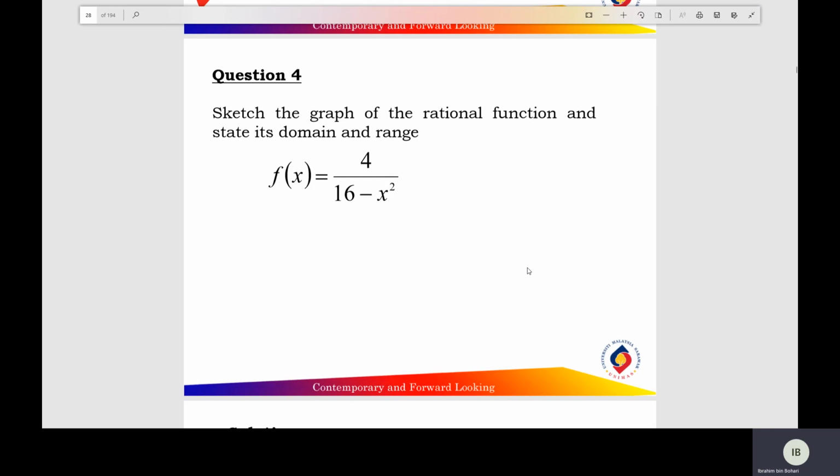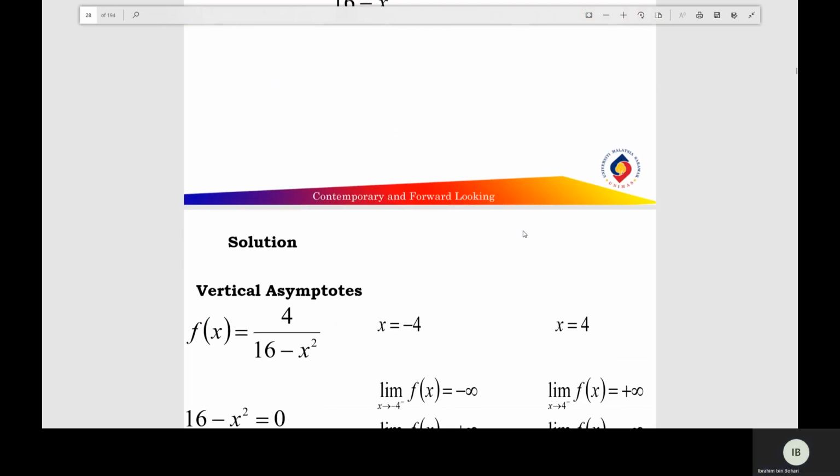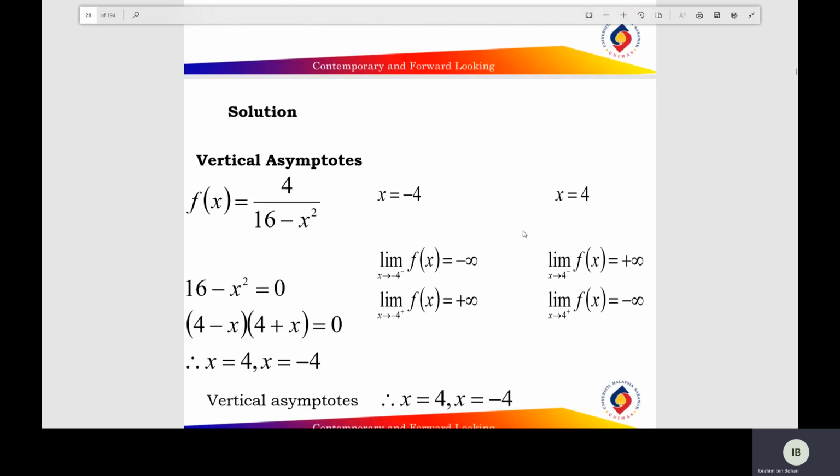Okay, question 4. Sketch the graph of the rational function and state the domain and state the range of the function f(x) equals 4 over 16 minus x squared. Okay, check your answer. First step, you find the vertical asymptote of the rational function.